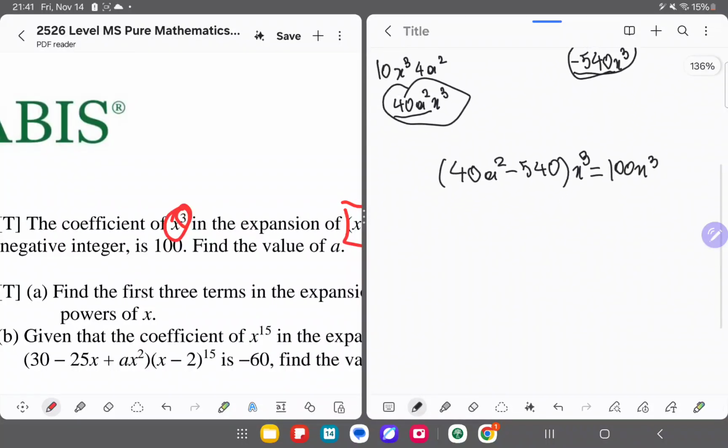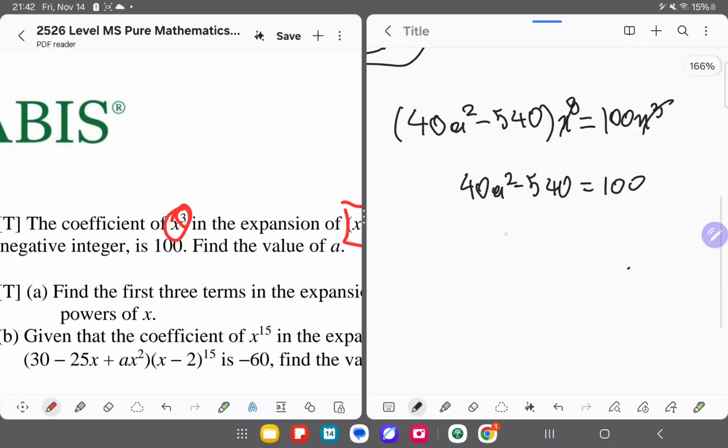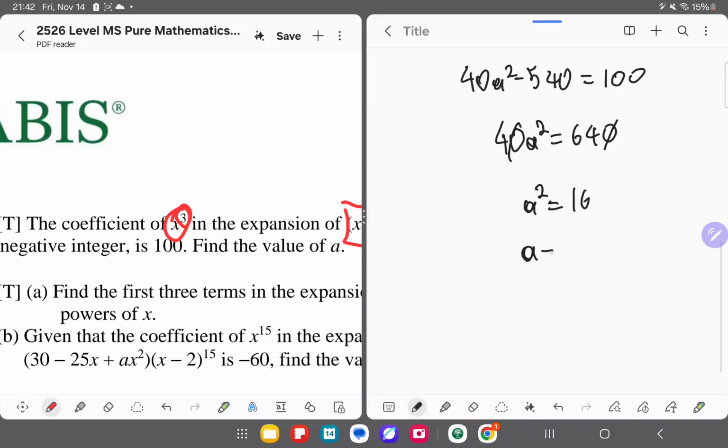Normally this is how you're supposed to do it. You don't need to really include the x power of 3 anyway. We just understand that the coefficients added up give you 100. Now 40a squared equals 640, so a squared is 16. Okay, that means the two values of a are 4 and minus 4.